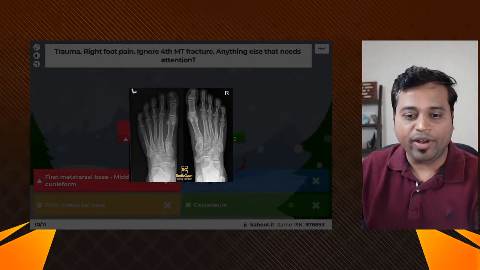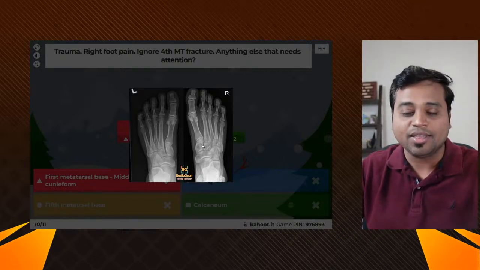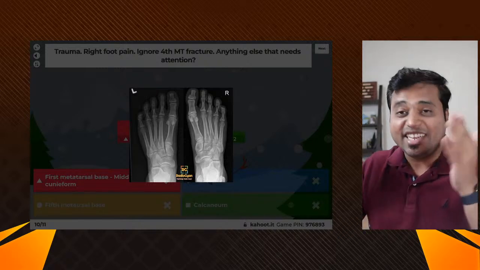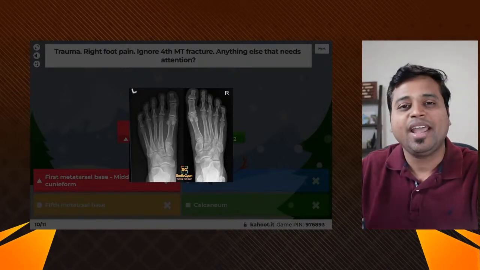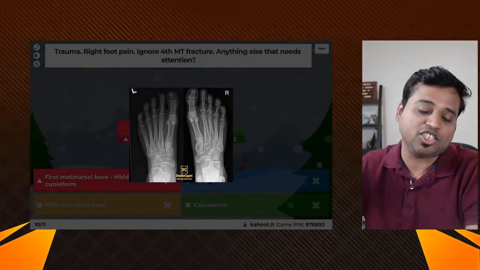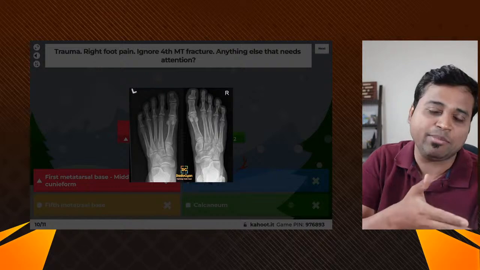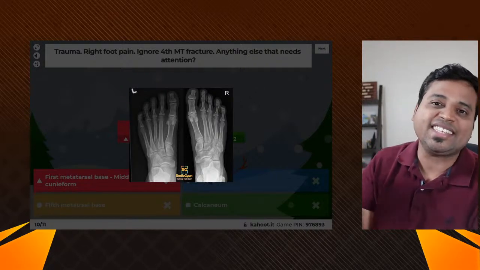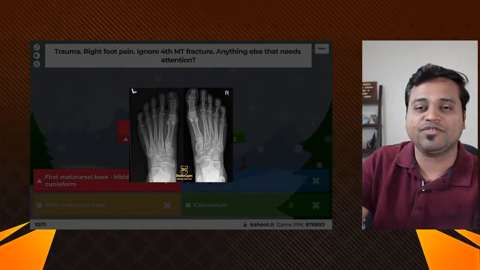Oh, sorry. So the Lisfranc ligament attaches to the medial cuneiform and the base of the second metatarsal. So that was the correct answer. Apologies for that. I should have said second metatarsal. So the mnemonic here is E is equal to MC squared. So medial cuneiform and the base of the second metatarsal.